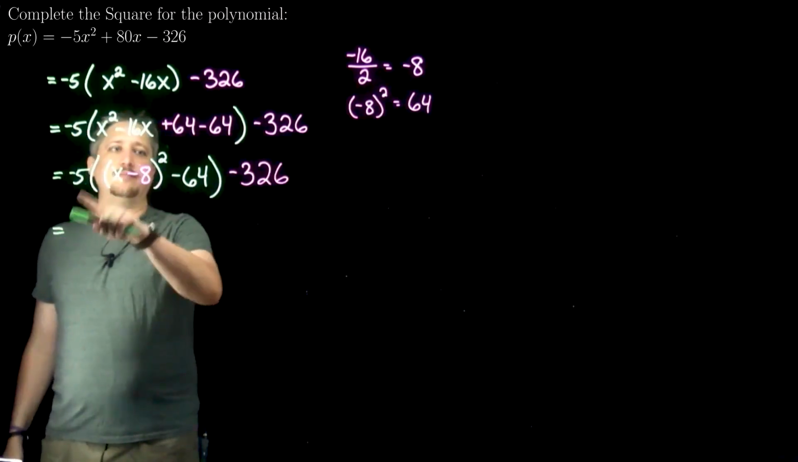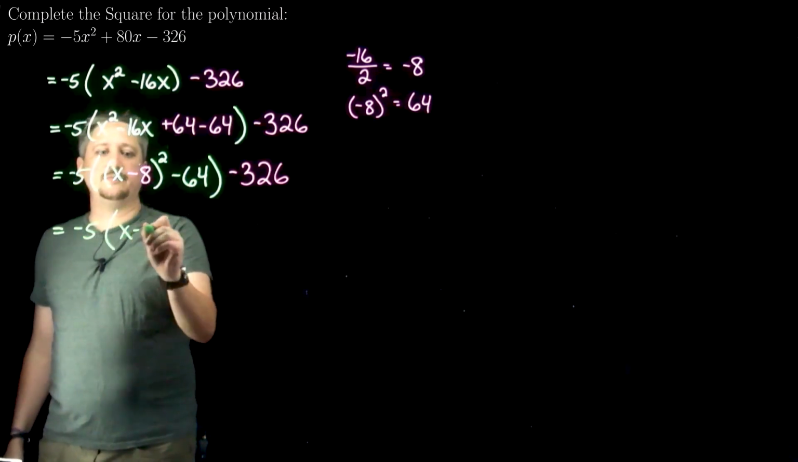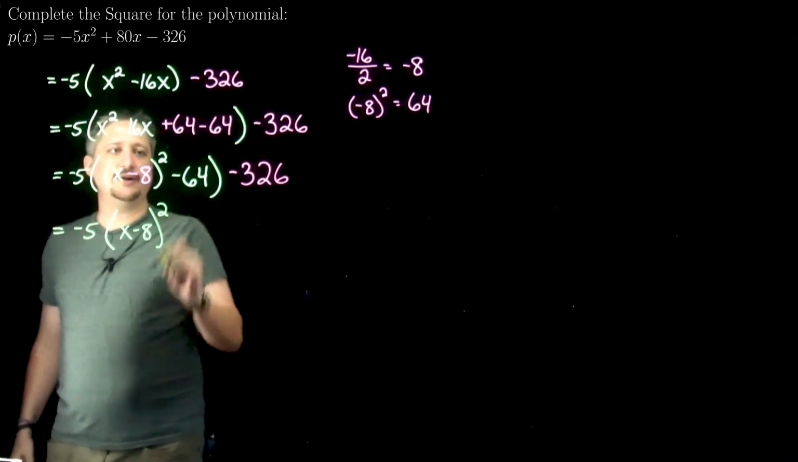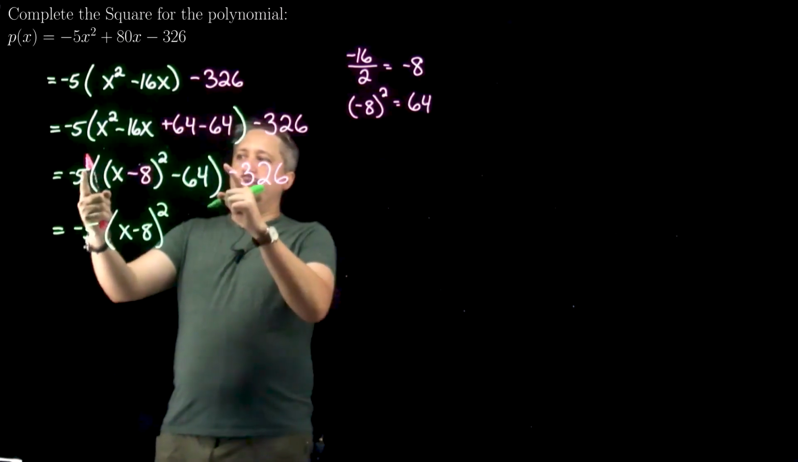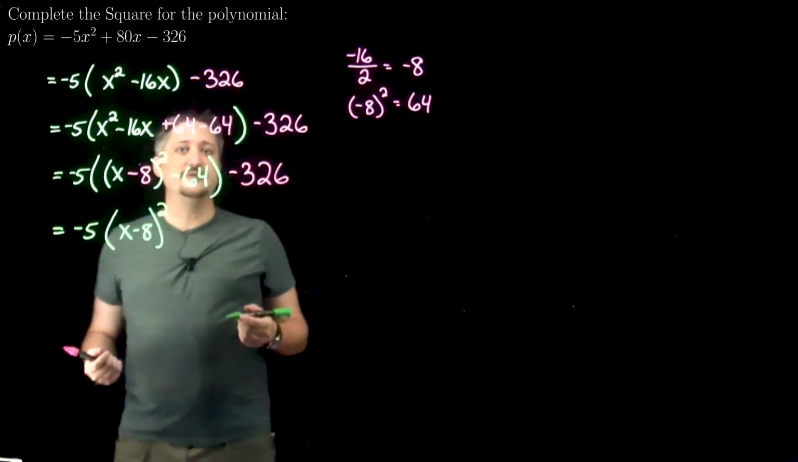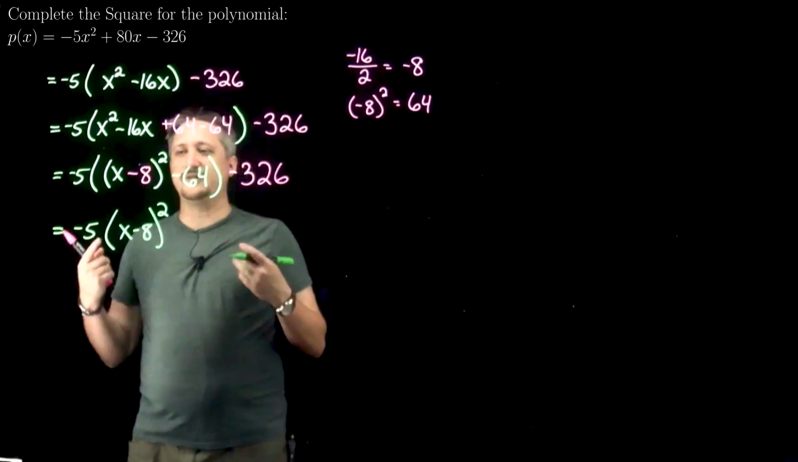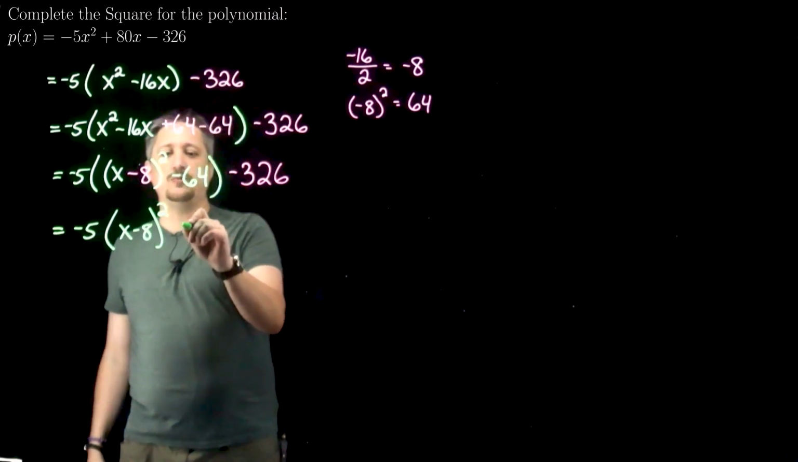Here I'm going to multiply out the -5. So I'm going to get -5 times x minus 8 squared minus 5 times -64. So -5 times 60, or -5 times 6 is 30. Add the 0, so that's going to be 300. -5 times 4 is going to be 320.